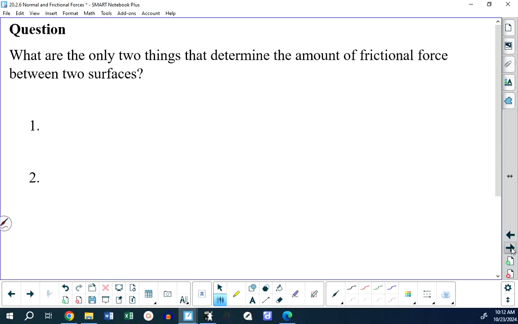So I want you to think carefully about the two things that will determine how many newtons of force of friction there are between two surfaces. And there are only two things. In every scenario we can think of in the universe, the amount of friction between me and the floor, and the amount of friction between this block of wood and the desk, and the amount of friction between my shoes and the shingles on a roof are all determined by only two things. And I'm asking you to see if you can come up with what they are.